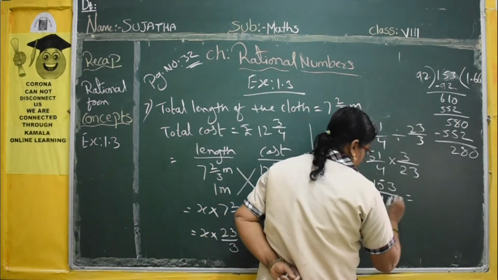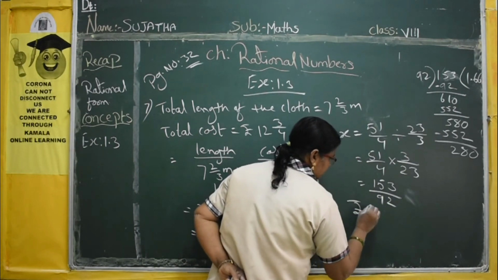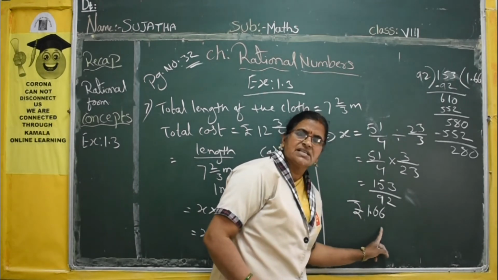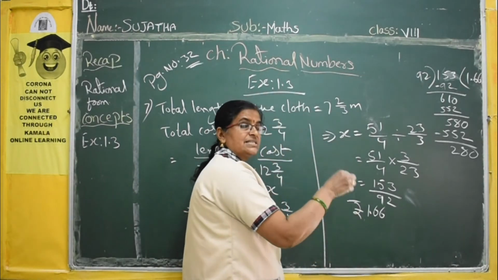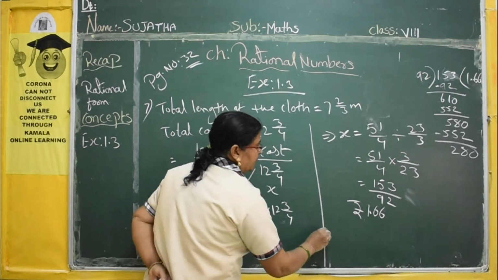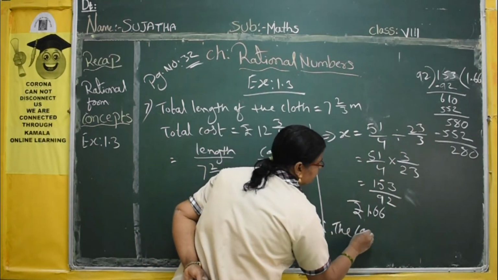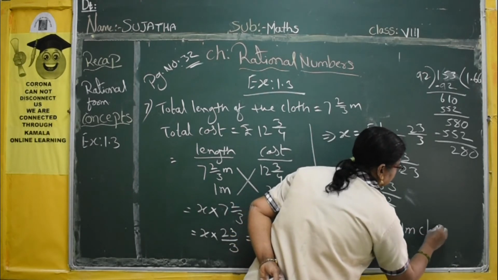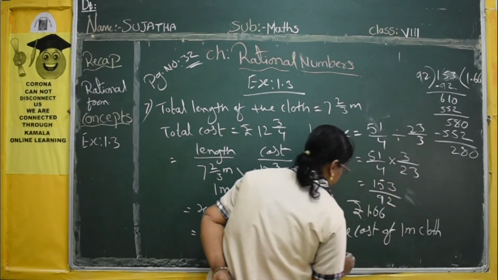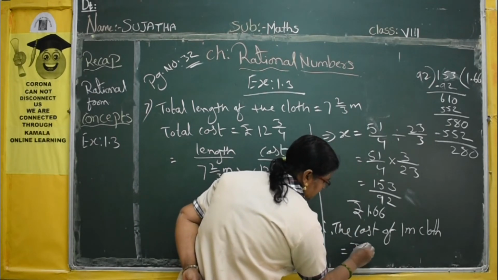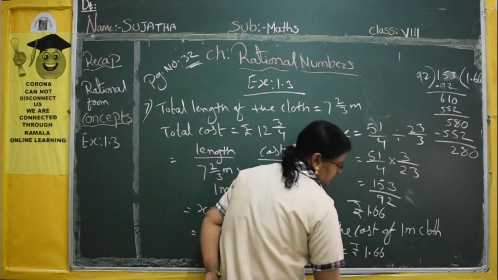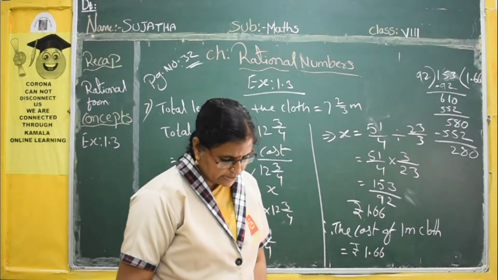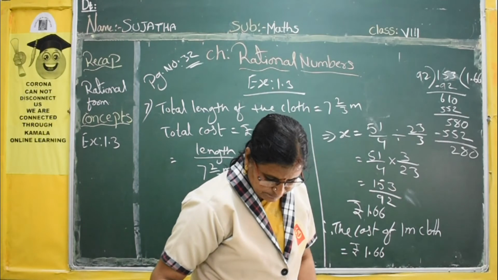How much, ma? Rupees 1.66. That is 1 rupee 66 paisa. So what is this? This is the cost of 1 meter of cloth. Therefore, the cost of 1 meter of cloth is equal to how much? Rupees 1.66. That is 1 rupee 66 paisa. Now understood, children? Okay.